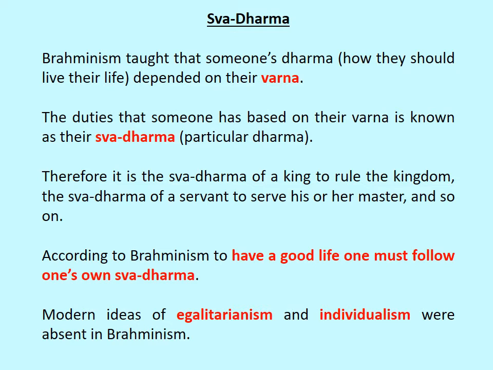According to Brahmanism, to have a good life, one must follow one's svar dharma. Modern ideas of egalitarianism and individualism were absent in Brahmanism. So, if you were a ruler, you had to rule. That was your dharma. And to be a good person, you had to do that dharma. Individualism, the idea that you should decide what you want to do for yourself, was not part of the religion. Your duties in life were fixed by your station in life, the place you were born. Egalitarianism, the idea that everyone should have equal opportunities, was also absent from the religion. If you were born as a servant, you should serve according to this religion. If you were born as a king, you should rule. It's based on your position in life. So that was the idea of Svar Dharma.